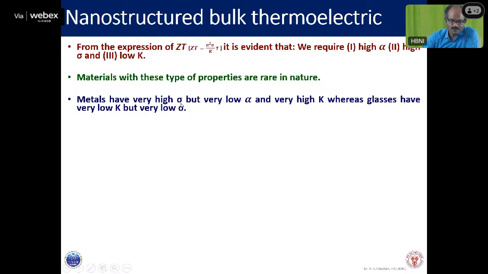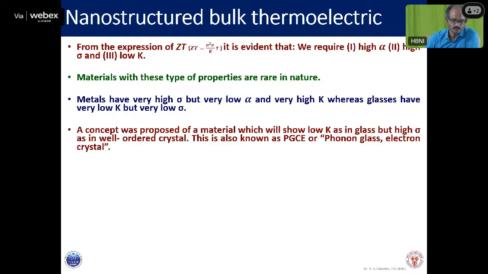Metals have very high electrical conductivity, but very low Seebeck coefficient and very high thermal conductivity. Whereas glasses have very low thermal conductivity, but at the same time they obviously have low electrical conductivity also. So a concept was proposed for making materials which will show low K as in glass, but high sigma as in well-ordered crystals.